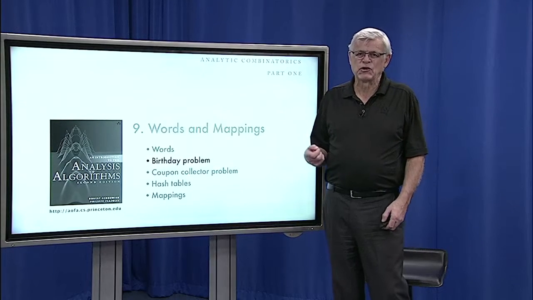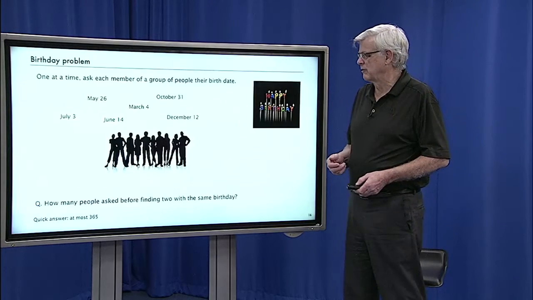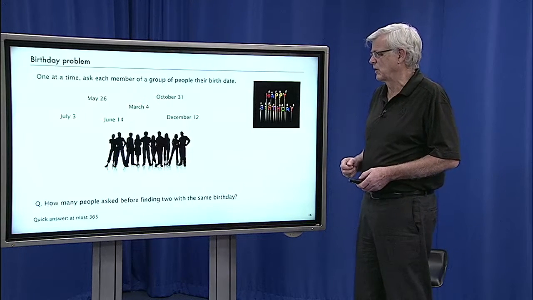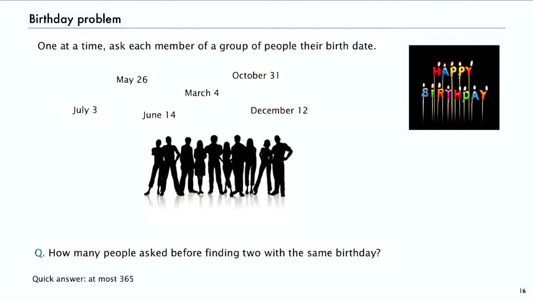Now we're going to look at a classical combinatorial problem called the birthday problem that you've probably heard in one form or another, but we'll look at it in the context of analytic combinatorics. The idea is that you have a group of people, and one by one you ask each member of the group their birth date. And the question is, how many people will you ask before you find two that have the same birthday?